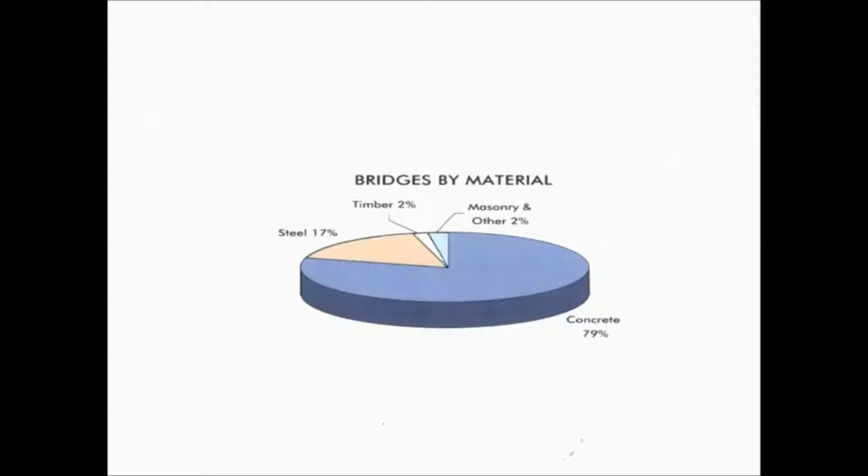The breakup of bridges by material, the structure itself, I see the breakup as being concrete at 79%, steel at 17%, and timber at 2%. Masonry and other structures are at 2% also. The interesting thing here is irrespective of the substrate type, the Sponge-Jet can perform 100% on all of these surfaces.